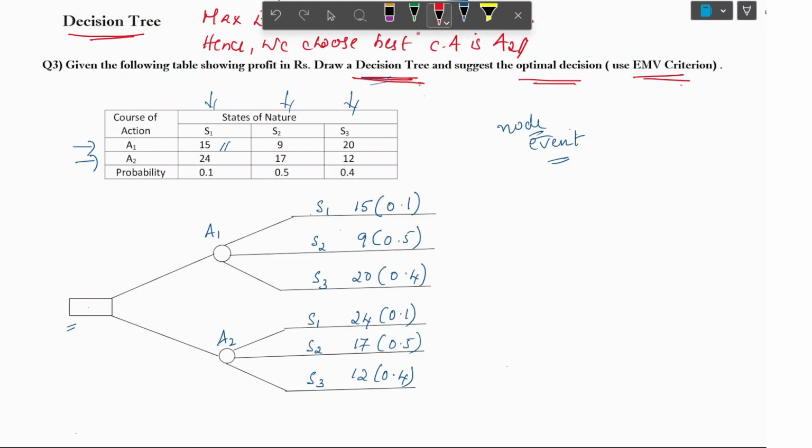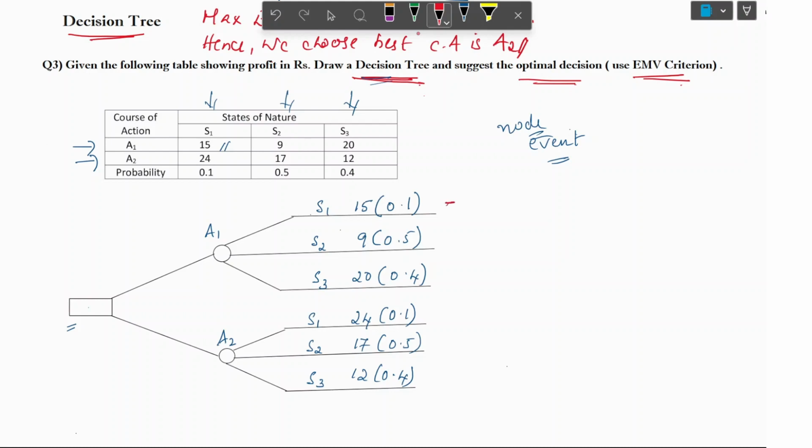After writing this, this picture you should first draw according to your courses of action. If there are 3, then 3 circles. If you draw 3 lines, 3 branches, that is S1, S2, S3, because here there are 3 states of nature. Suppose it is 4, you draw the 4th one also. Now after writing S1, S2, S3 and the values.